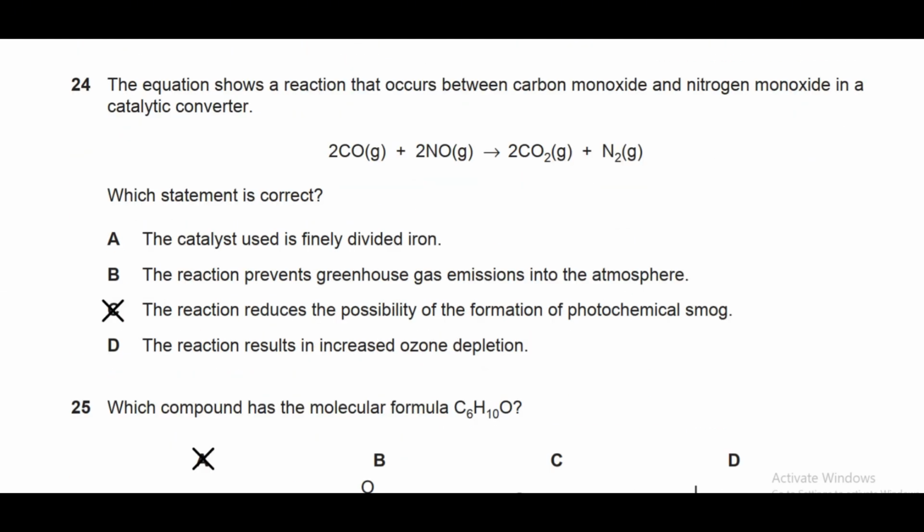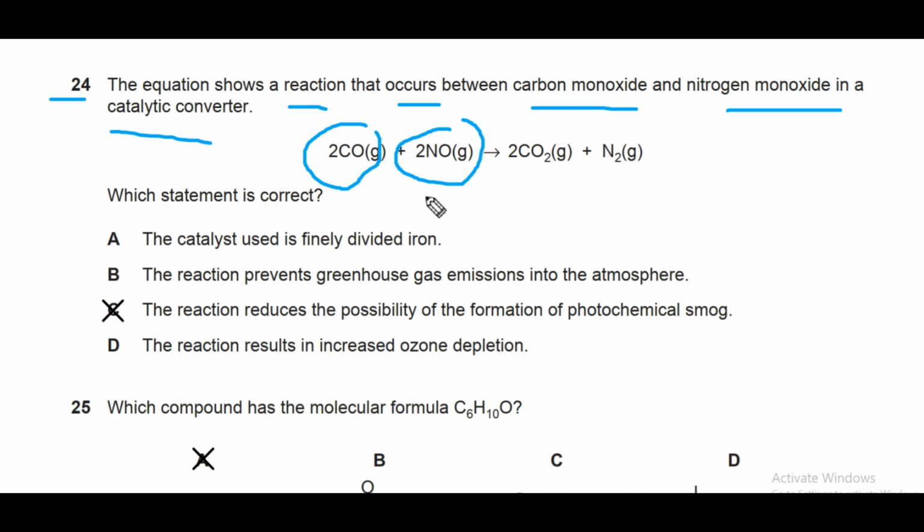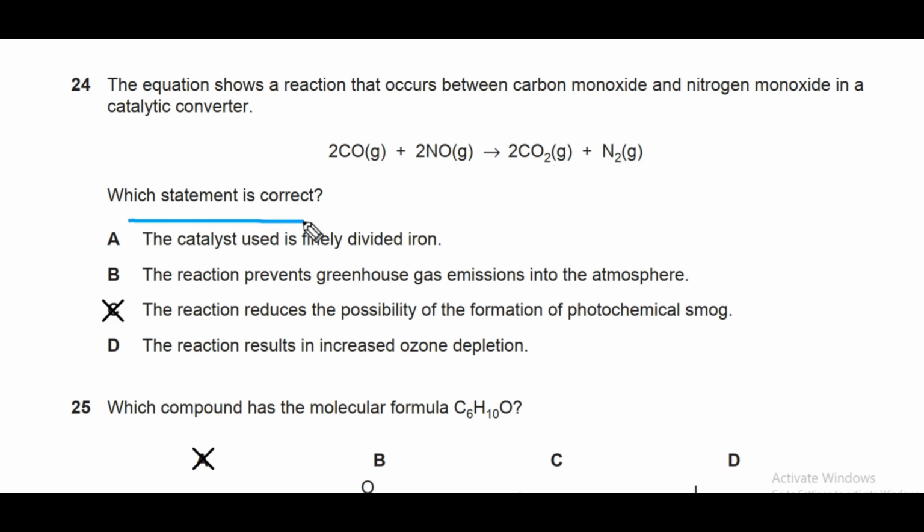Now 24. The equation shows a reaction that occurs between carbon monoxide and nitrogen monoxide in a catalytic converter. Carbon monoxide is a harmful gas, nitrogen monoxide is a harmful gas. These two gases react to produce less harmful carbon dioxide and nitrogen gas. So which statement is correct?